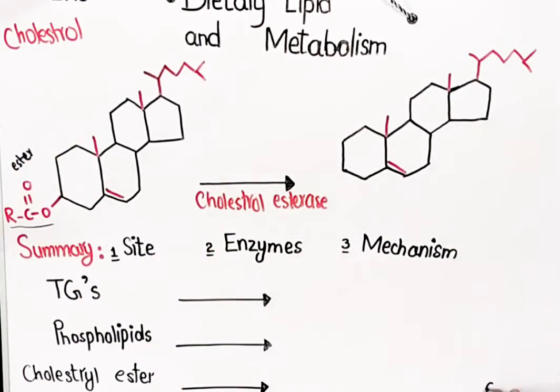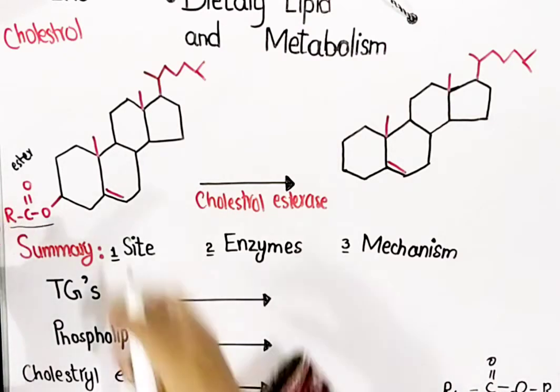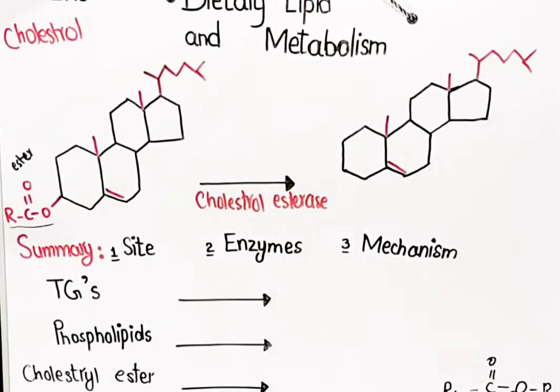I told you how the ester group looks. The ester group was somewhat like carbon double bond oxygen, R, O and R. So this is carbon double bond oxygen, R, O, and this whole thing is the R group. So this is the cholesterol ester over here.